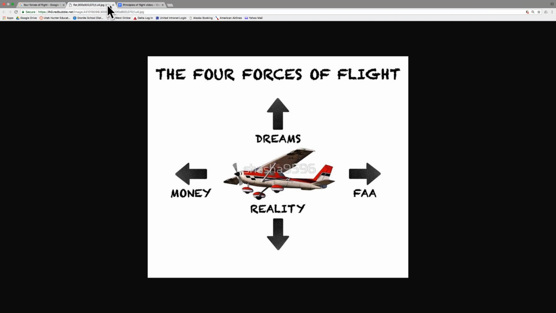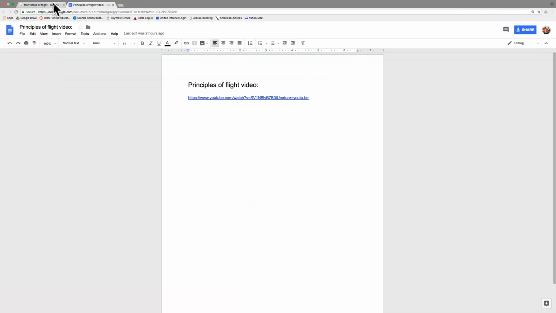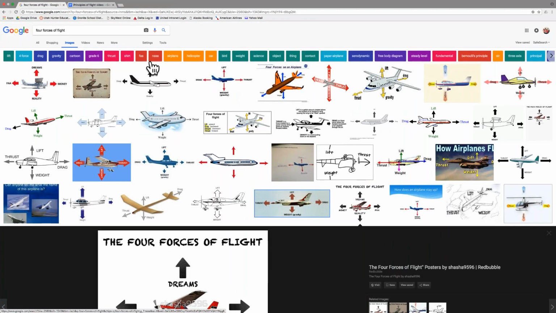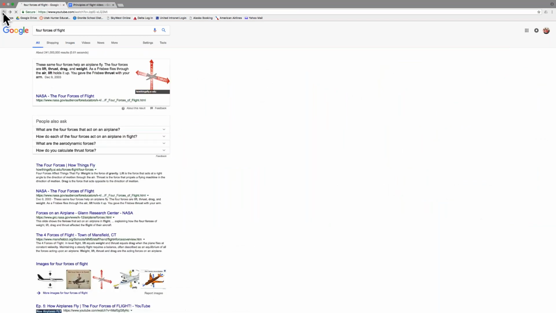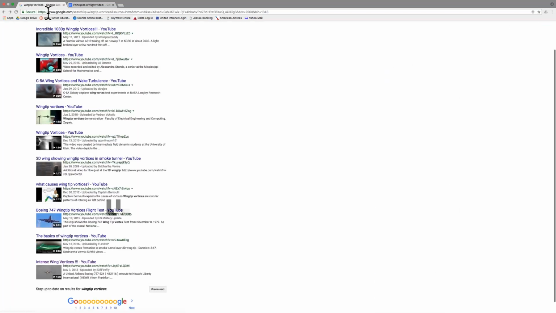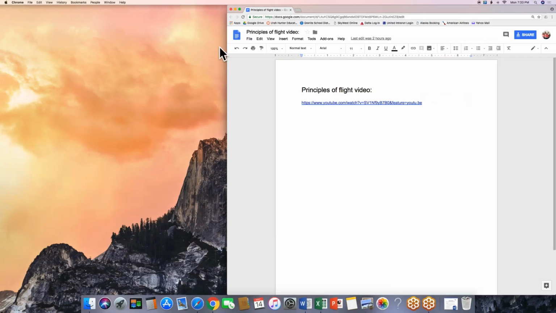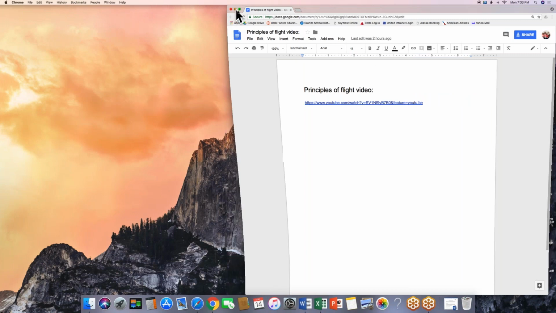But yeah, so some of these principles are fairly basic, but extremely important in aviation. And like it said, these are the general principles of flight in the video. So yeah, really important stuff.